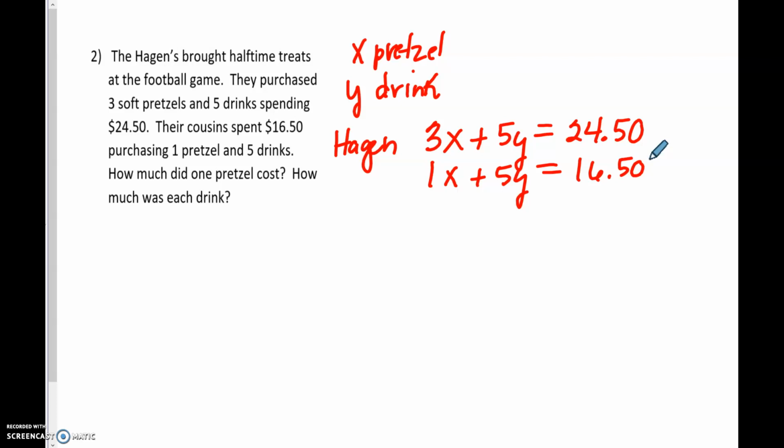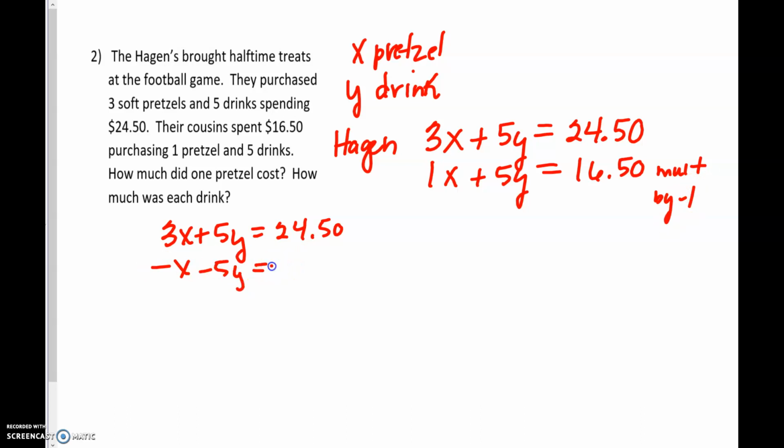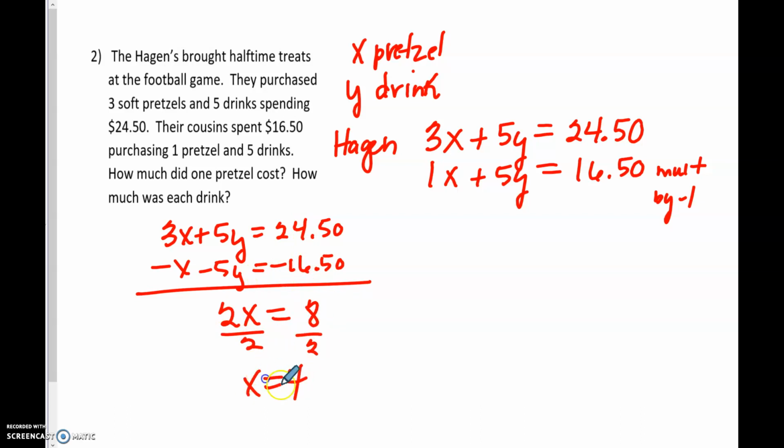Well, I am personally going to choose to do elimination, and I'm going to leave that first equation just like it is: 3x plus 5y equals 24.50. Then I'm going to multiply the second equation by a -1. So I get minus x minus 5y equals minus $16.50. So 3x minus x is 2x. My y's are going to cancel out, and this is going to be 8. So now I'm going to divide both sides by 2, and x equals 4.